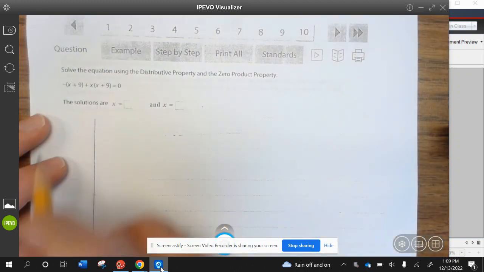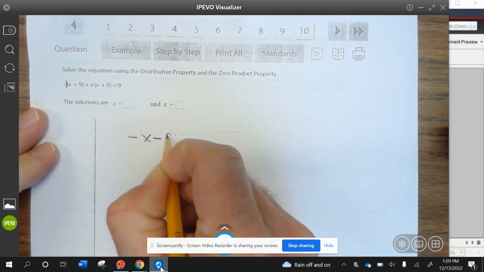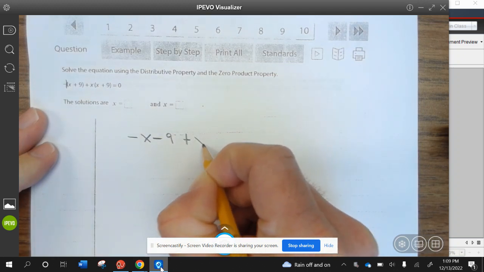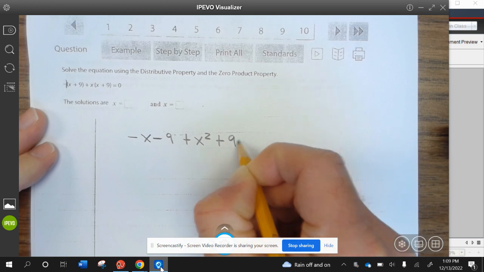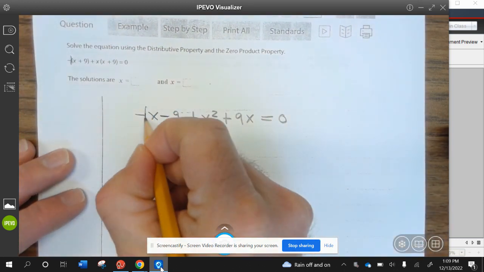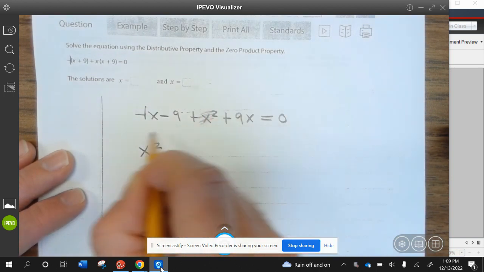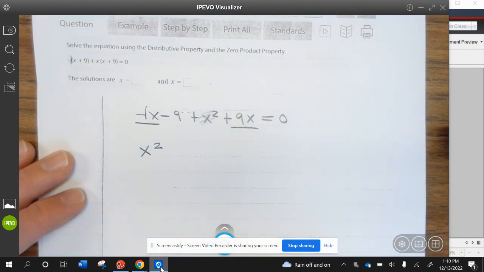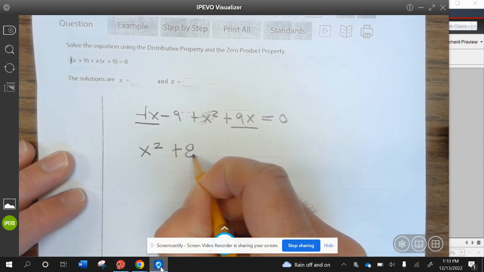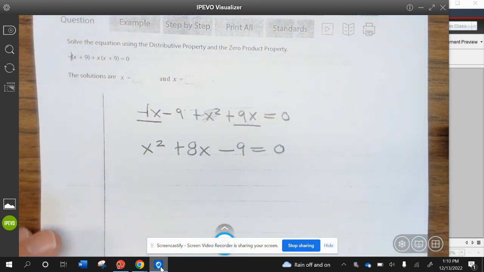All right, so technically that's a negative 1. So that becomes negative x minus 9 plus x squared plus 9x equal to 0. All right, that's technically a 1. So I have x squared. I'm going to combine the x's. So negative 1 and 9 is a plus 8x minus 9 equal to 0.